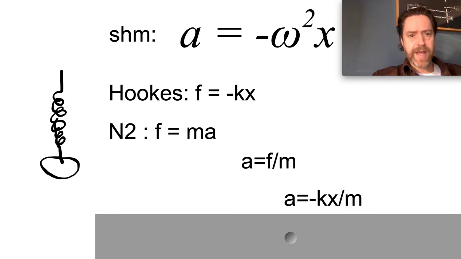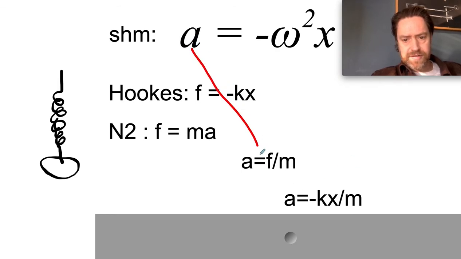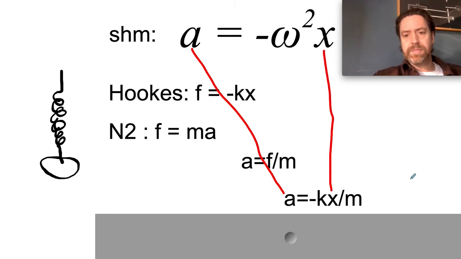I'm just going to get a pen because I want to draw your attention to something. Look, acceleration is equal to blah, blah, blah multiplied by x. Omega squared must be the same as k over m.